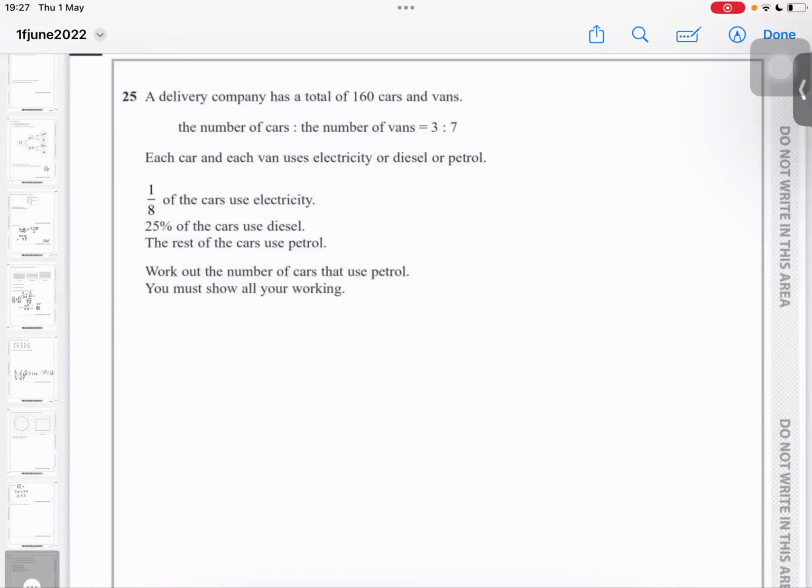We're not dealing with vans. The question doesn't seem to be interested in vans. So 1/4 times 48. 4 in 48 is 12. Okay, so that means we have 6 for electricity, we have 12 for diesel. So, do you want to help us do the math? 6 plus 12, that's 18. Yes, it's 18.